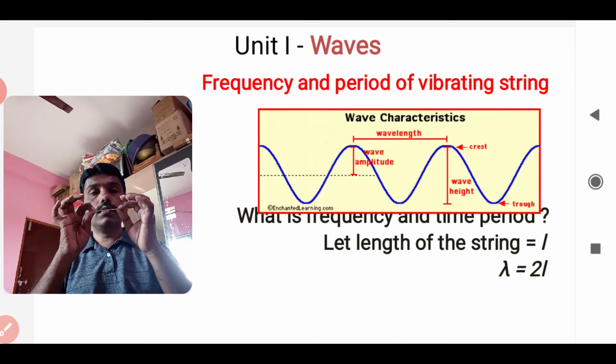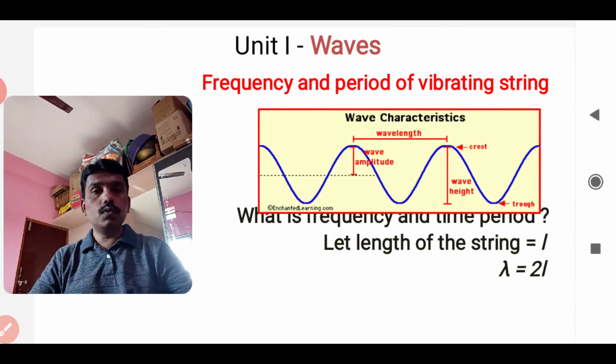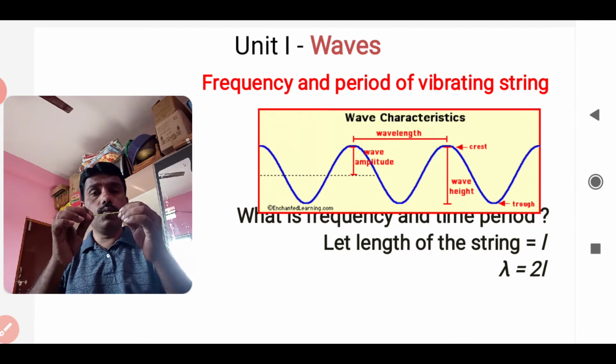In that case, the wave has to travel twice the string length to be there. So in this case, the wavelength is nothing but, for completing one vibration, whatever be the distance traveled by that wave. It is your wavelength, and it is denoted by lambda.